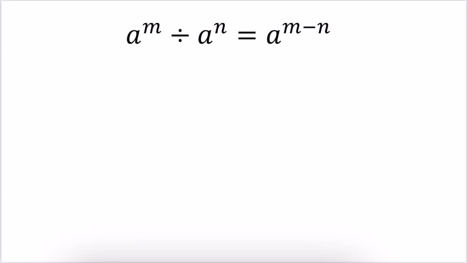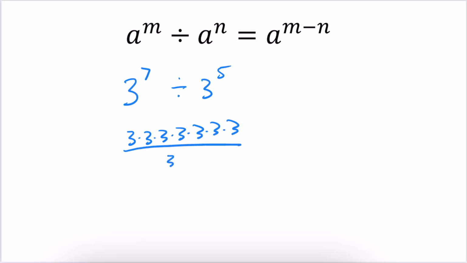So let's say, for example, I had 3 to the 7th divided by 3 to the 5th. If I were to write this out, I would have 3 times 3 times 3 times 3 times 3 times 3 times 3, 7 times. And I'm going to divide this by 3 times 3 times 3 times 3 times 3. And if you divide 3 by itself, it cancels out to 1. So 3 divided by 3 cancels out to 1, and so forth.